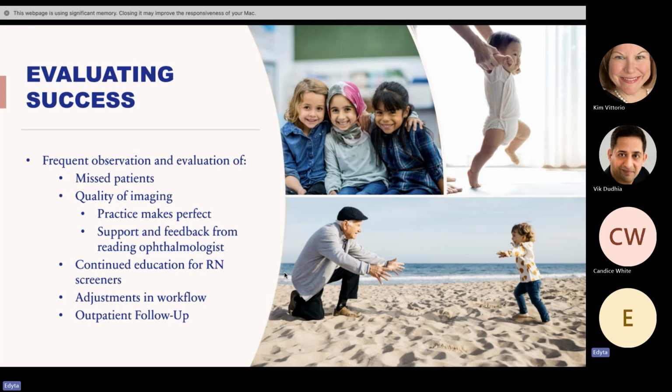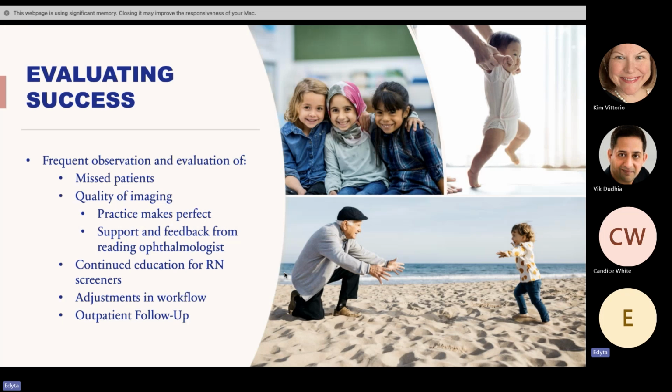You also want to talk about the quality of your imaging. So as I mentioned before, practice makes perfect. The more you can get your hands on the device and practice on a false eye, the better you're going to be when it comes to getting on actual patients. And then it's wonderful to be able to ask for and obtain support and feedback from your reading ophthalmologist so that you gain confidence and your images can only improve from there.